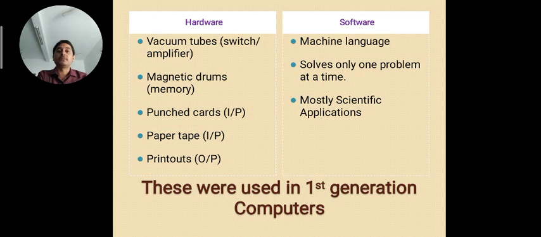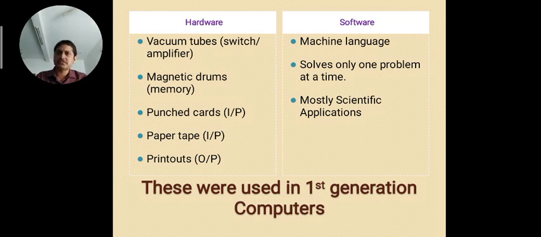Okay. Then punched cards to give the input. Punched cards were used. Paper tape was also used to give input to the computer. Then printouts, means the output from the first generation of computers was in the form of printouts. And at that time it was not possible to see all the output on the screen, just like nowadays we are able to see whatever we are typing, whatever we are doing, on the screen. But at that time the output was taken as printouts.